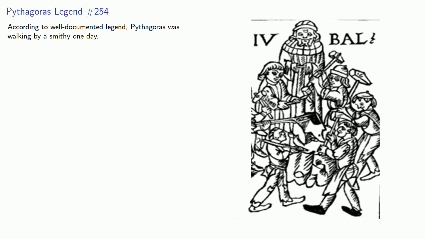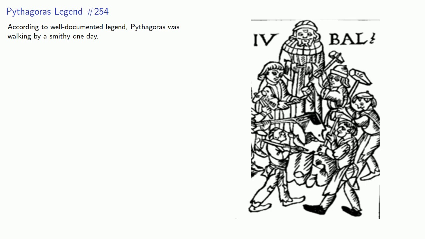According to well-documented legend, which is to say a lot of people tell the story, Pythagoras was walking by a smithy one day. Now, for those of you who don't live near historical reenactment sites, a smithy is a place where blacksmiths take hot metal and pound it into various useful objects: horseshoes, nails, and various other items. And there's a lot of whacking pieces of metal with metal hammers.